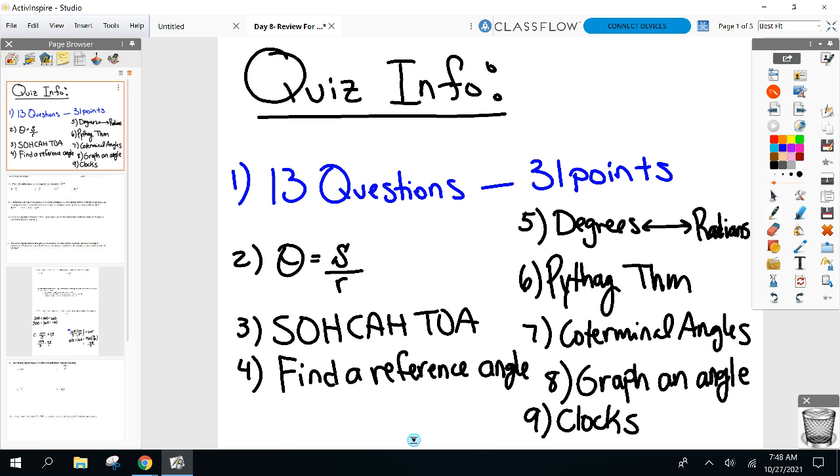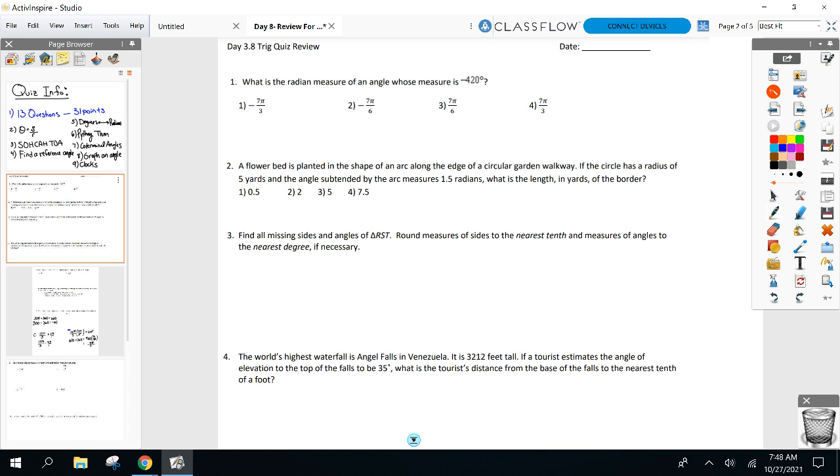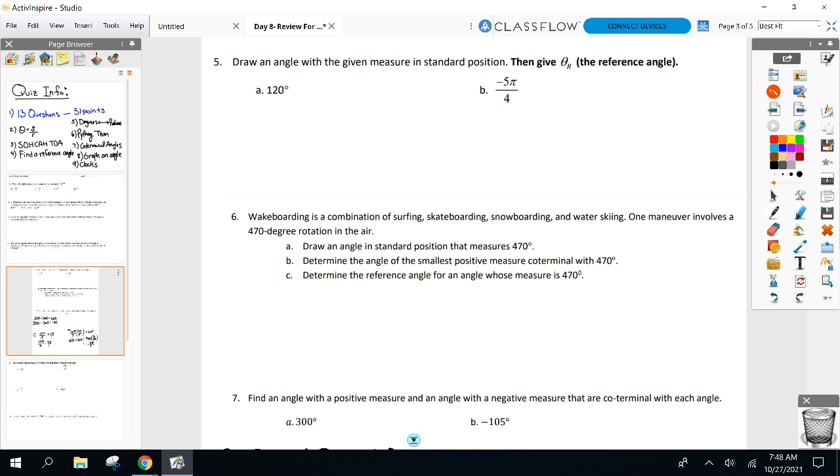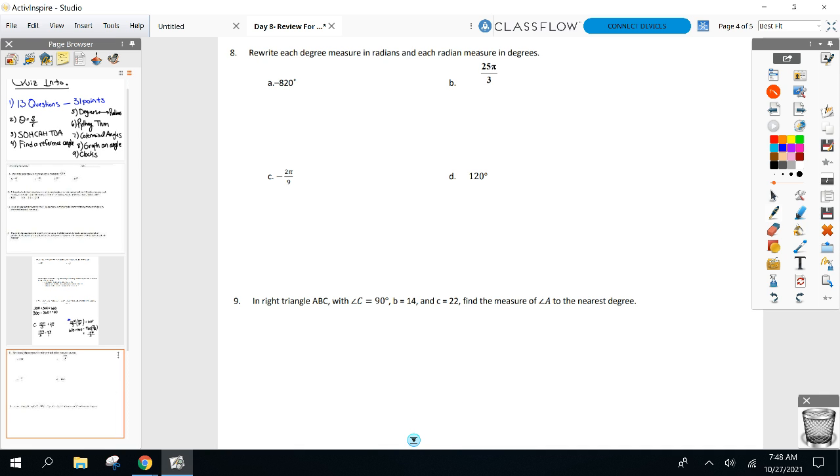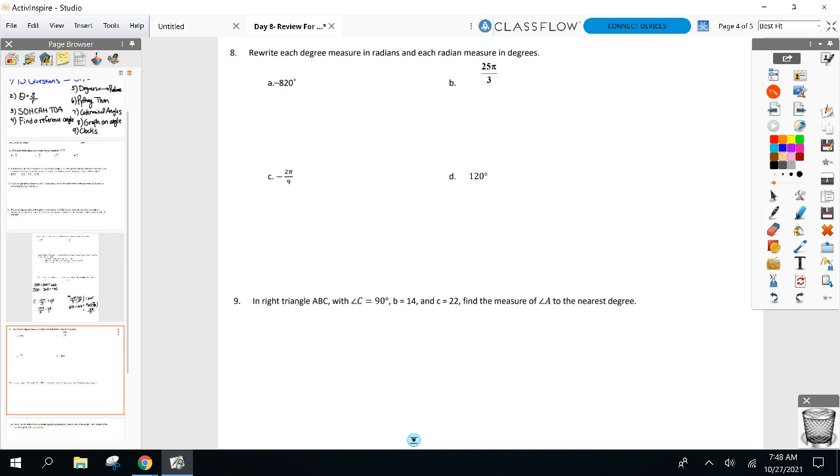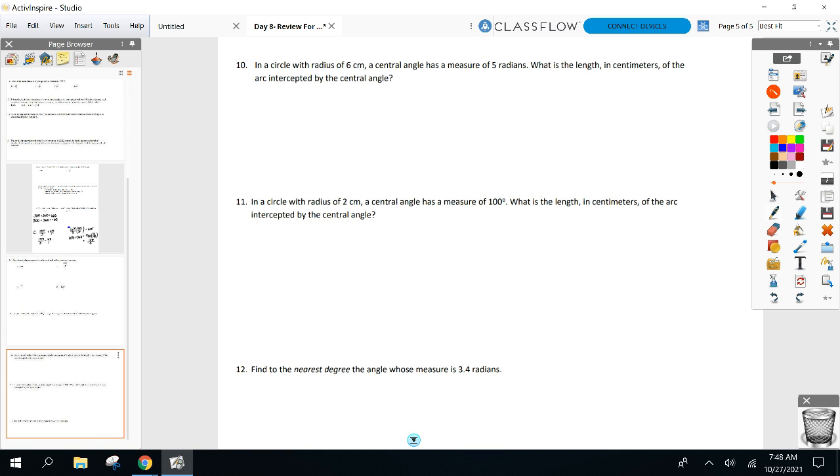Anything else? Let's keep going. Ryan, go ahead. Theta equals S over R. Yeah, definitely, just going from your pop quiz there. All right, we can do a couple questions using theta equals S over R. Let's go to number 10.